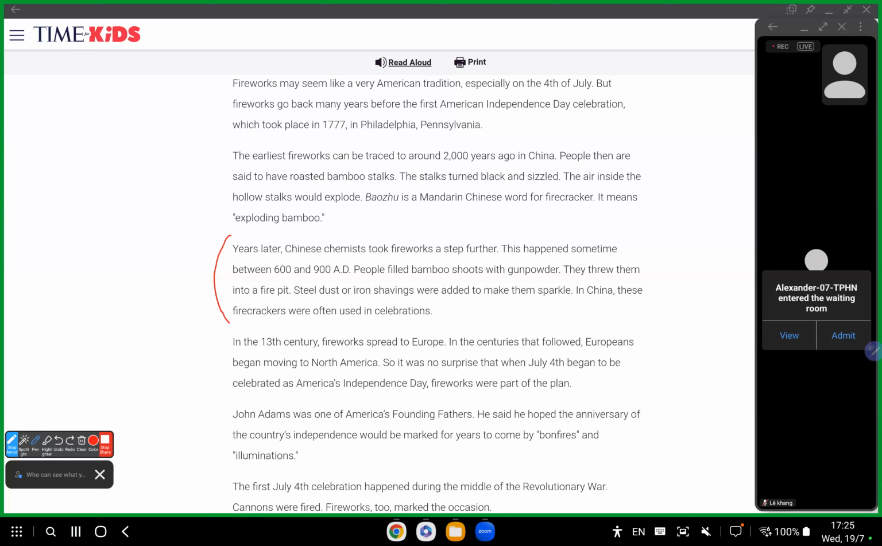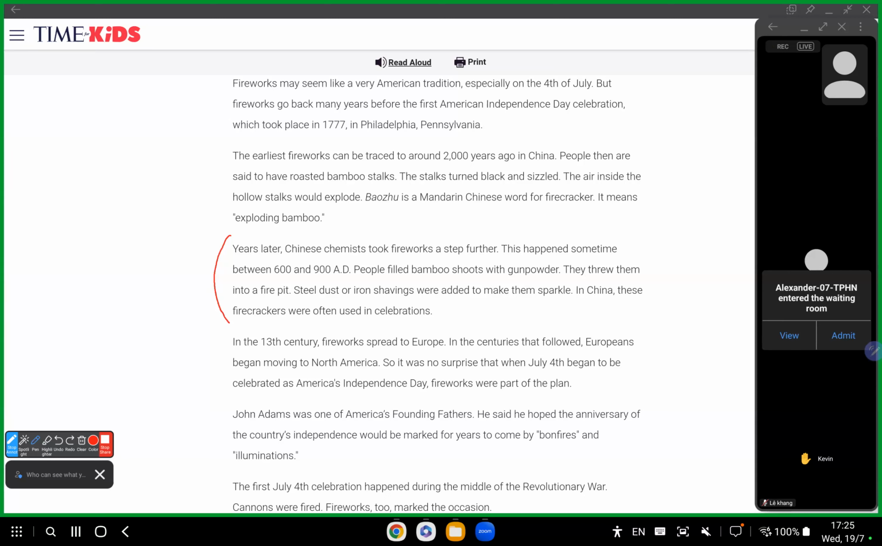Years later, Chinese chemists took fireworks a step further. This happened sometime between 600 and 900 AD. People filled bamboo shoots with gunpowder. They threw them into a fire pit. Steel dust or iron shavings were added to make them sparkle. In China, these firecrackers were often used in celebrations.